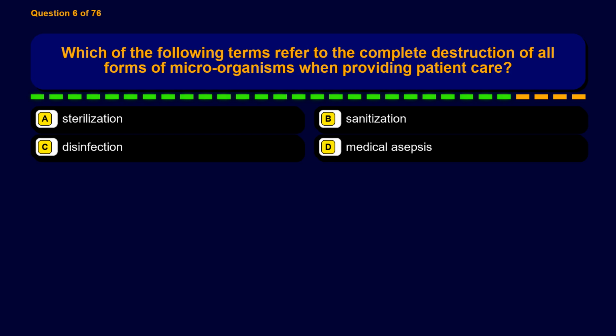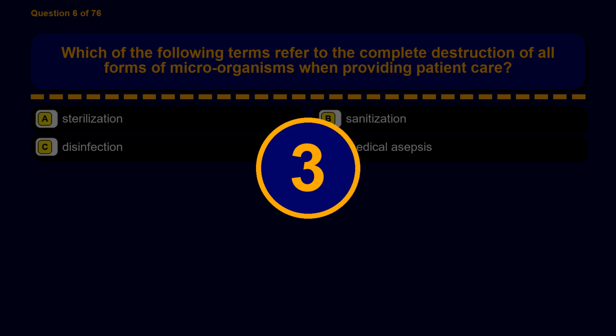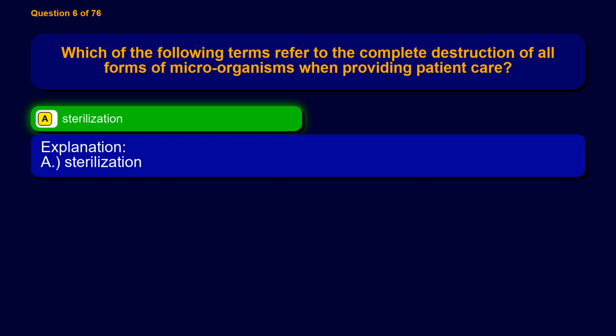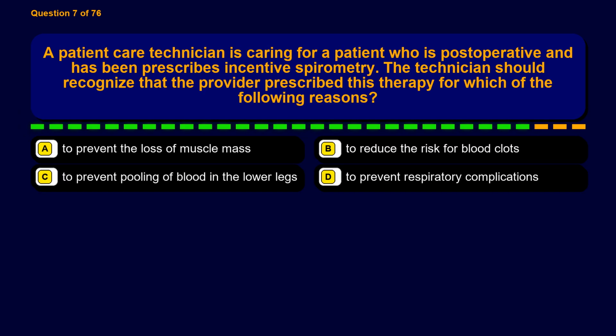Question 6. Which of the following terms refers to the complete destruction of all forms of microorganisms when providing patient care? Option A, sterilization. Option B, sanitization. Option C, disinfection. Option D, medical asepsis. The correct answer is option A, sterilization.